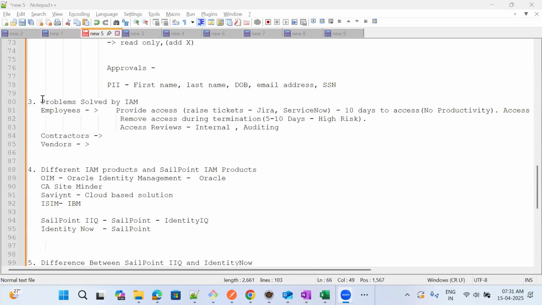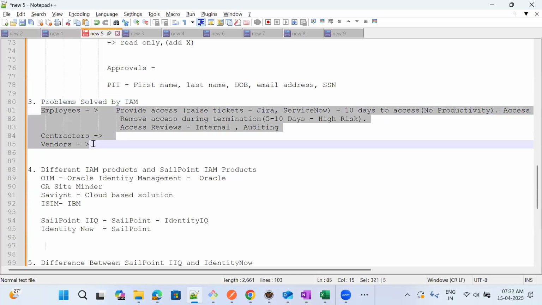So similarly, the IAM world, the identity and access management world, was also facing certain problems. In order to solve the problems, we have a technology in place which basically solves them. That technology is nothing but the SailPoint IIQ tool that we are discussing. So let's understand what problems the IAM world was facing, and let's see how our SailPoint implementation is going to solve those problems.